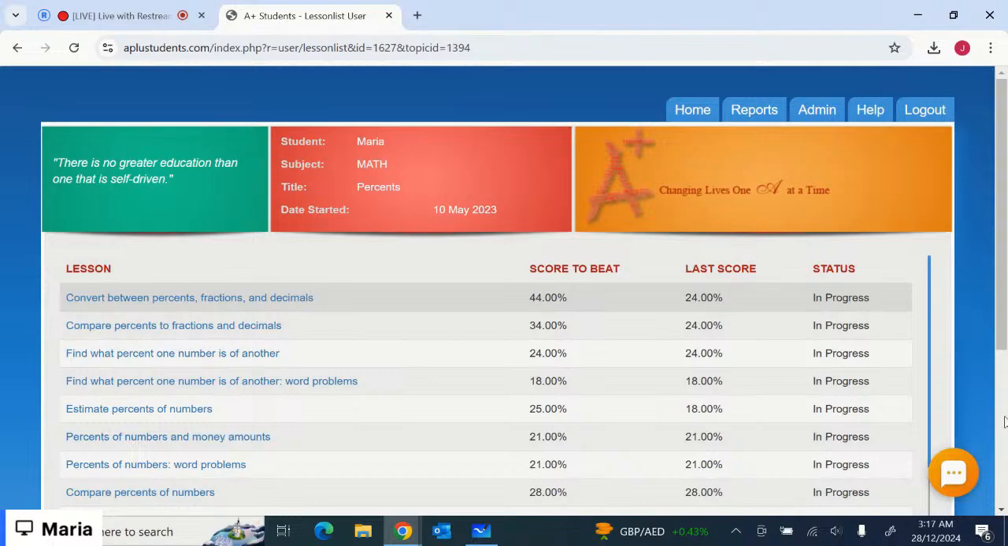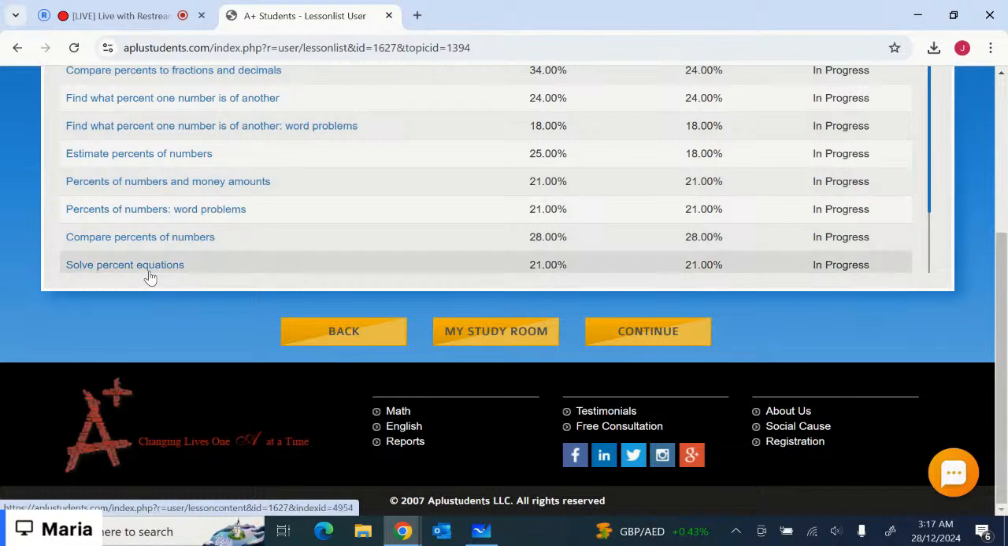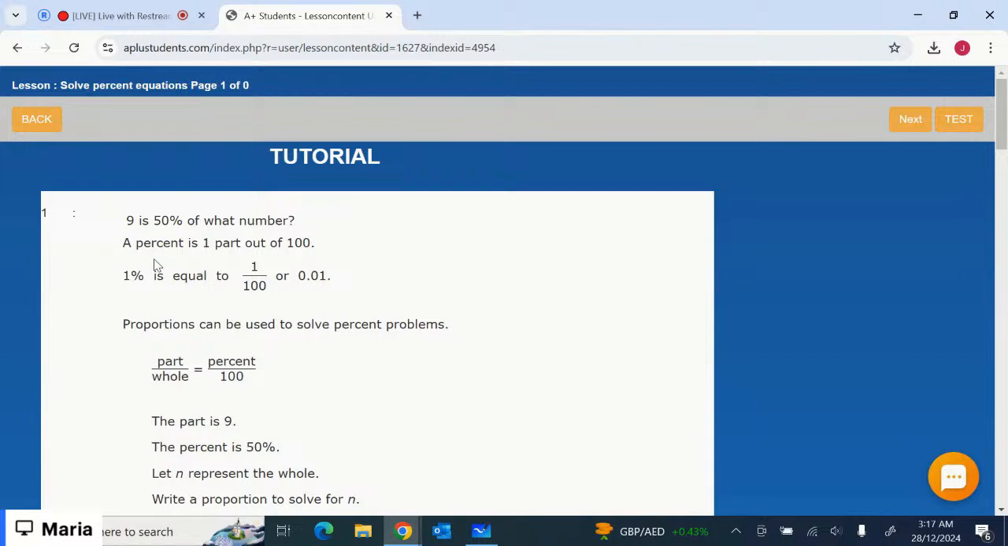The next lesson is solve percent equations. Let's just start with the lesson. 9 is 50% of what number? You are given 9, right? 9 is the part. You have to calculate the whole number.